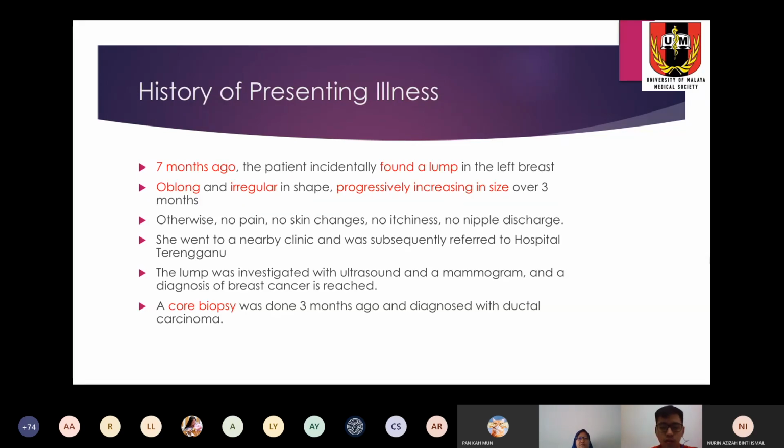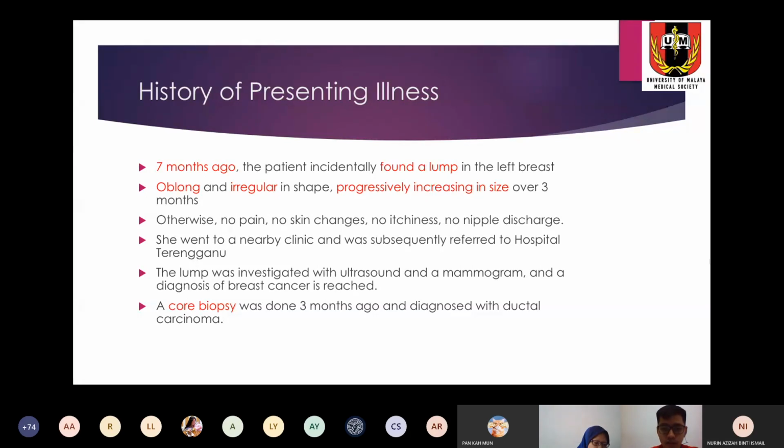Okay, so this is the history of presenting illness. About 7 months ago, the patient incidentally found a lump in the left breast. It was irregular in shape and progressively increasing in size over 3 months. Otherwise, there was no pain, no skin changes, no itchiness, no nipple discharge. Subsequently, she went to a nearby clinic and was referred to Hospital Terengganu. The lump was investigated with ultrasound and a mammogram, and the diagnosis of breast cancer was reached. A core biopsy was done 3 months ago and she was diagnosed with ductal carcinoma. So, anything you want to add here, doctor?